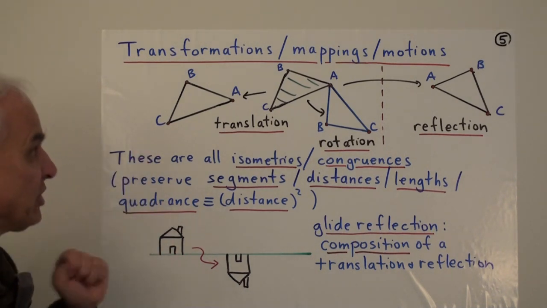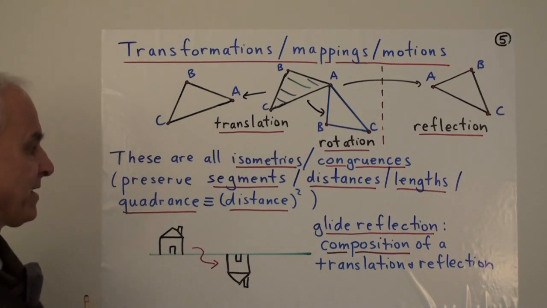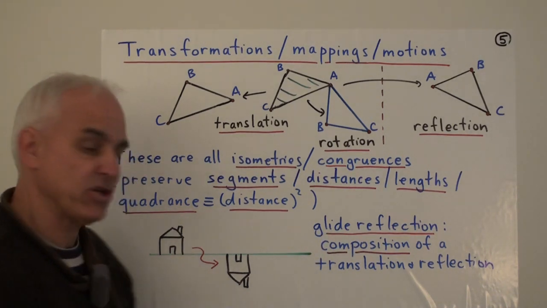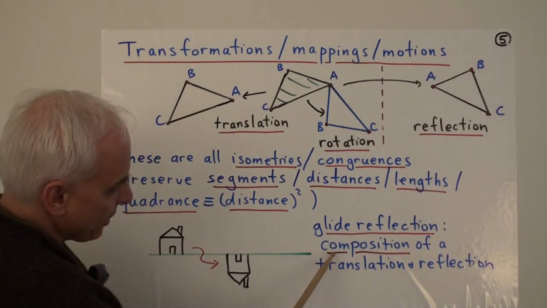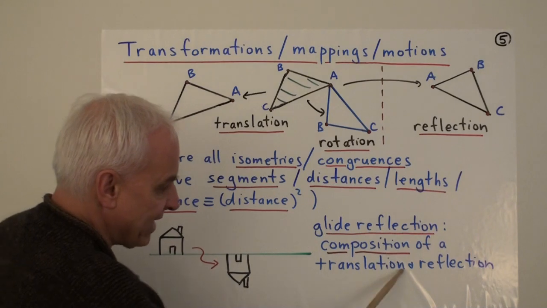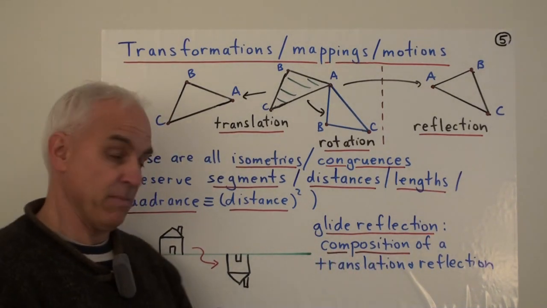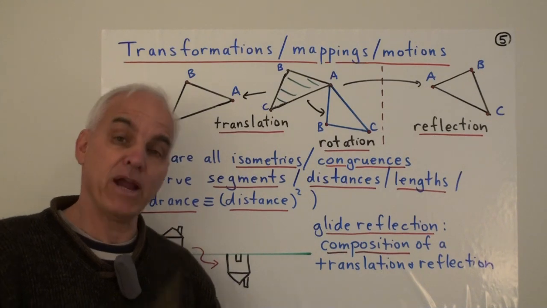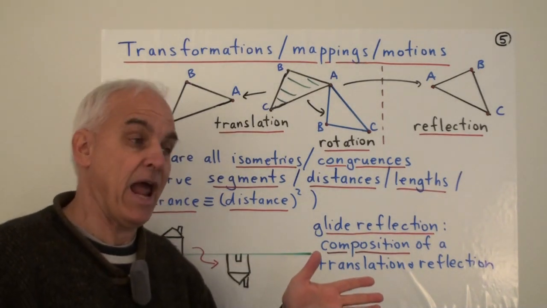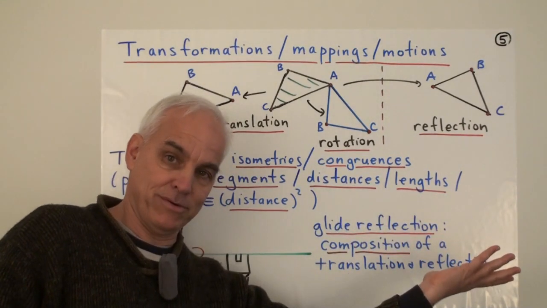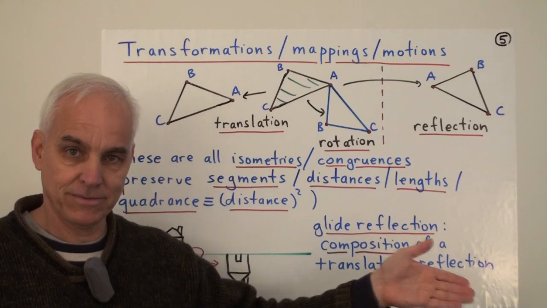There's another kind of isometry or congruence which is called a glide reflection, which is the composition of a translation and a reflection. What does composition mean? That's an important operation. It's when you perform one operation and then you perform a second operation. We say we compose two operations.